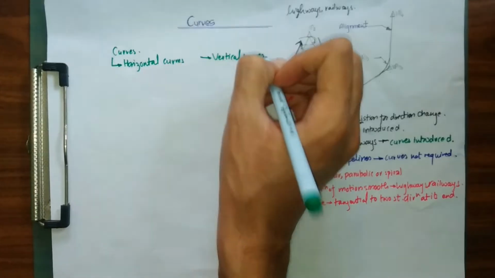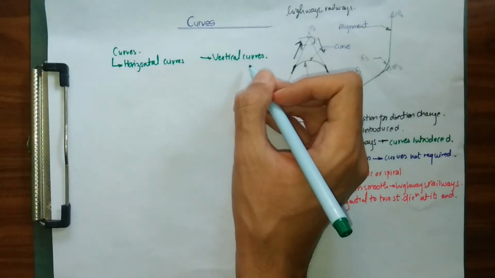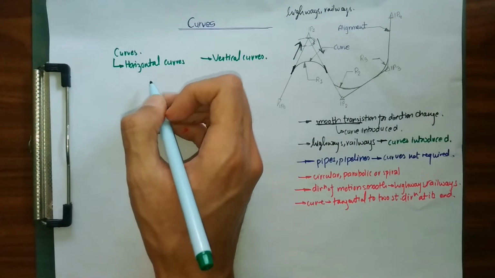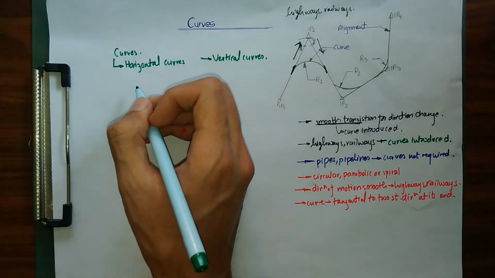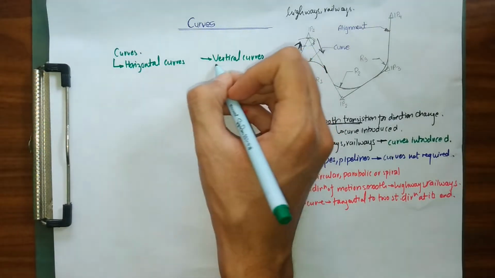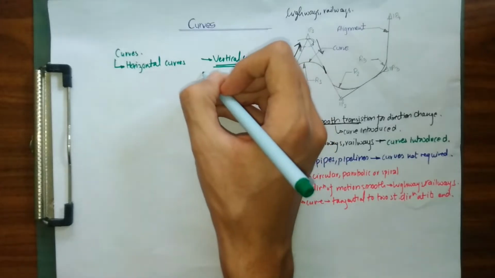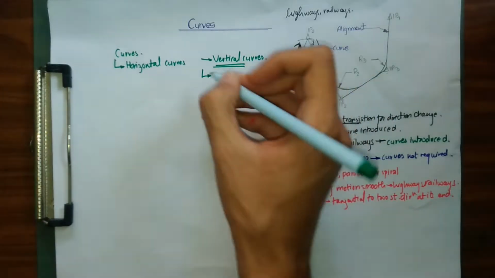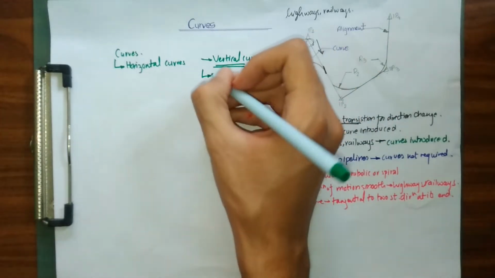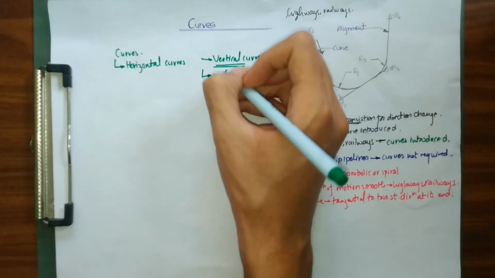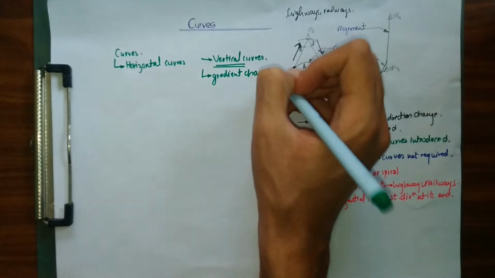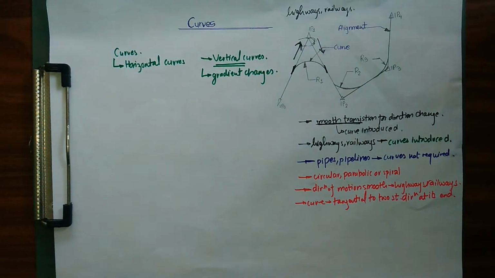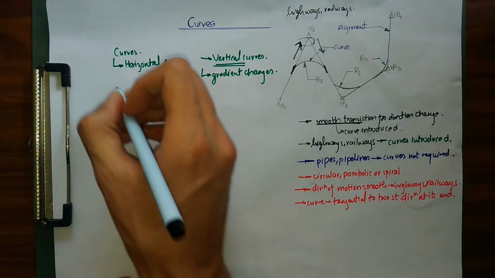So when is a horizontal curve introduced and when is a vertical curve introduced? Simply, our horizontal curves are introduced in our horizontal plane. They are used for our horizontal plane, whereas our vertical curves are used in our vertical plane, or specifically we can say that vertical curves are introduced when there is a change in gradient. When there are gradient changes, in such cases vertical curves are introduced. We'll be talking further about this in a later part of the video.